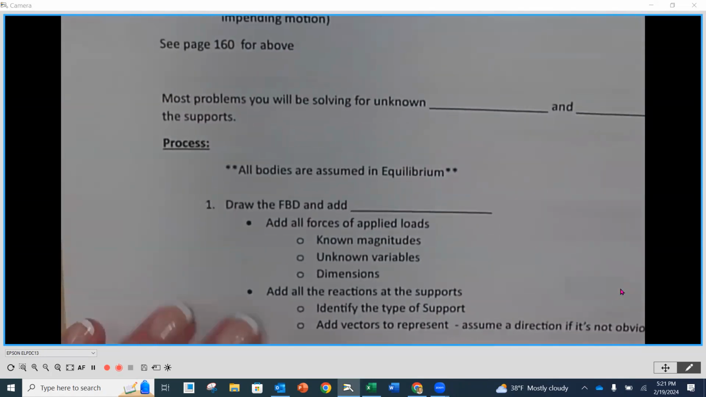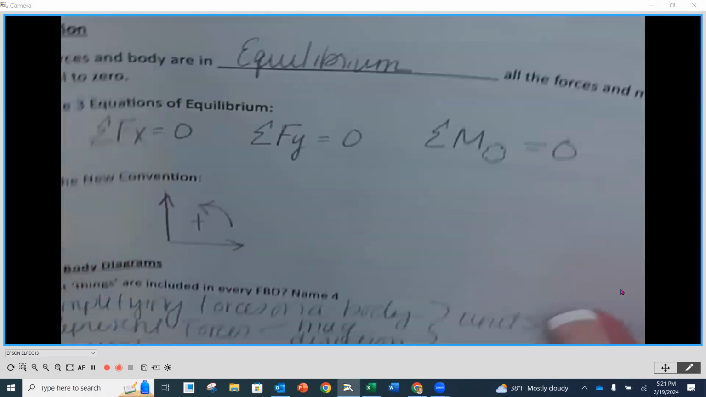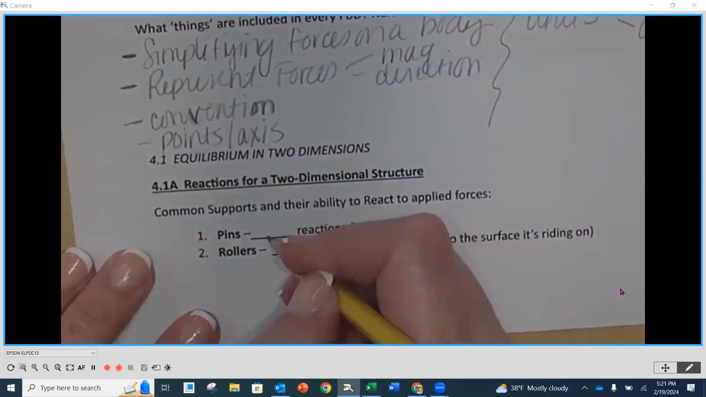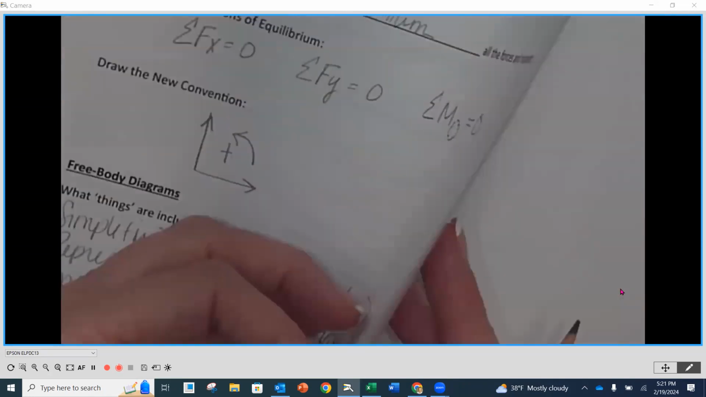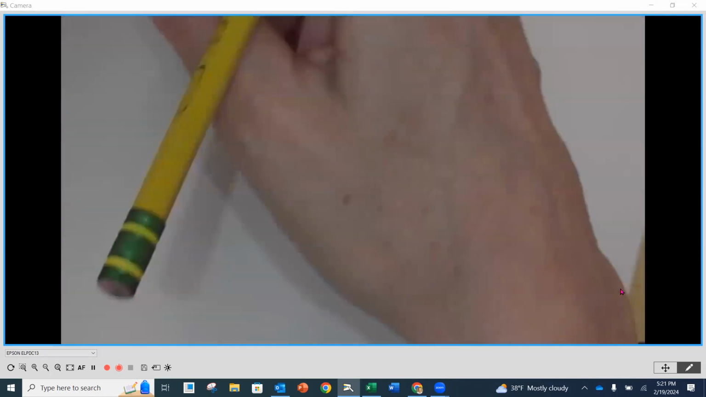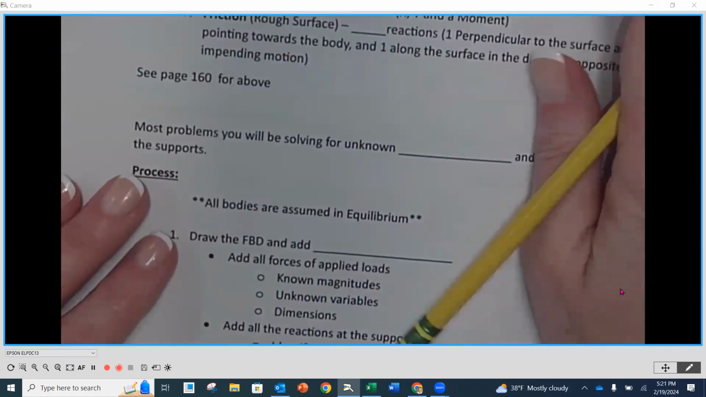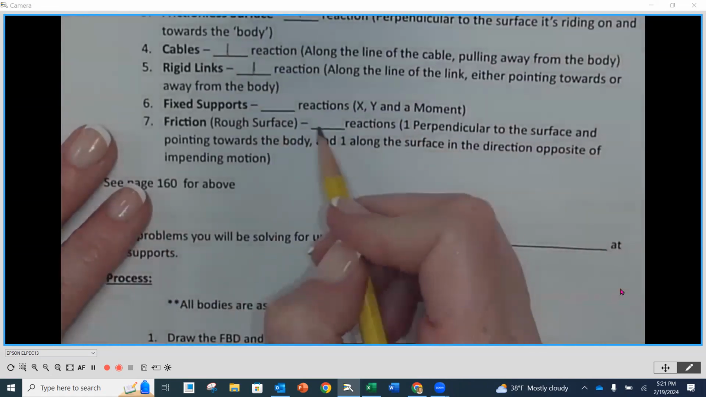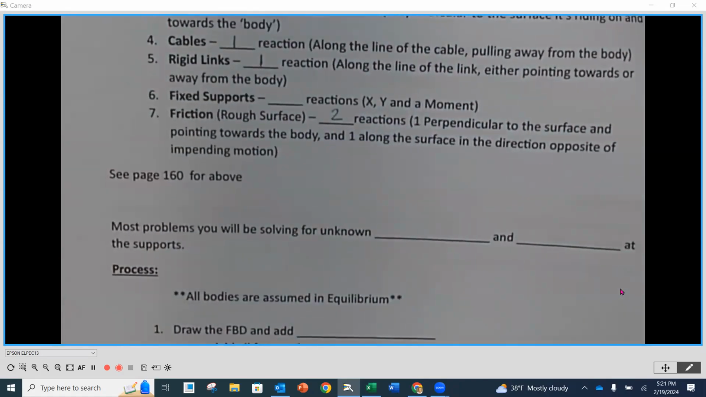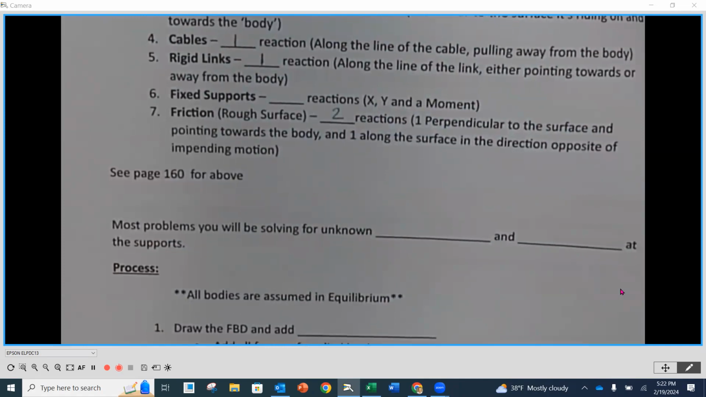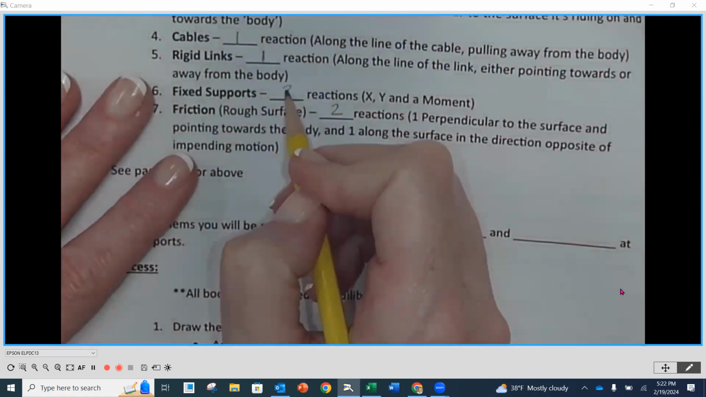So you're going to notice if we go back to the beginning of this section, a pin is going to have two reactions, one in the X and one in the Y. And then when we turn the page to the very last one, a friction on a rough surface is also going to have two reactions. One is going to be perpendicular to the surface that it's riding on, and the other one is going to be in the opposite direction, 90 degrees to that, in the direction impeding motion. Okay. And then our very last one is a fixed support, and this one's going to have three reactions.